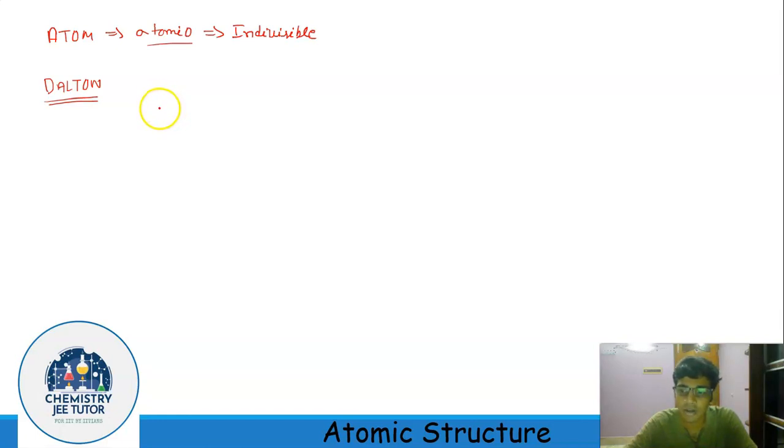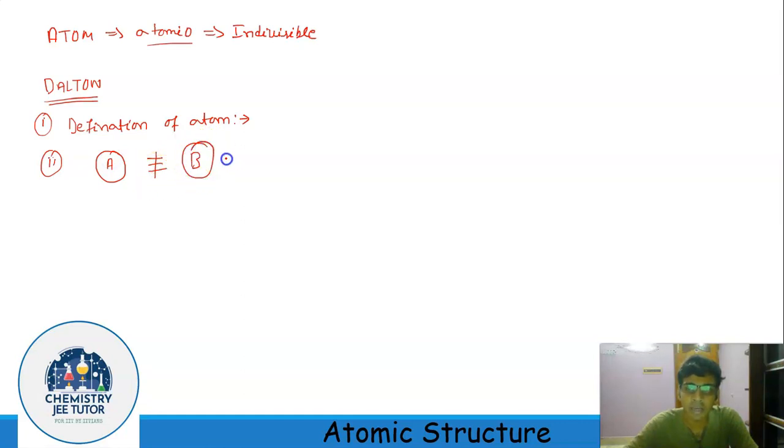I think we all heard about Dalton's atomic theory in 10th standard. Let's see what the postulates of Dalton's atomic theory were. The first postulate was regarding the definition of an atom. What was the definition of atom according to Dalton's atomic theory? All matter consisted of some small indivisible particles that cannot be subdivided further, and these are called atoms. And atoms of different elements differ from each other, like atoms of element A won't be the same as atoms of element B. But the atoms of the same element will be identical in nature. And the atoms of different elements will combine in a ratio to form a compound.